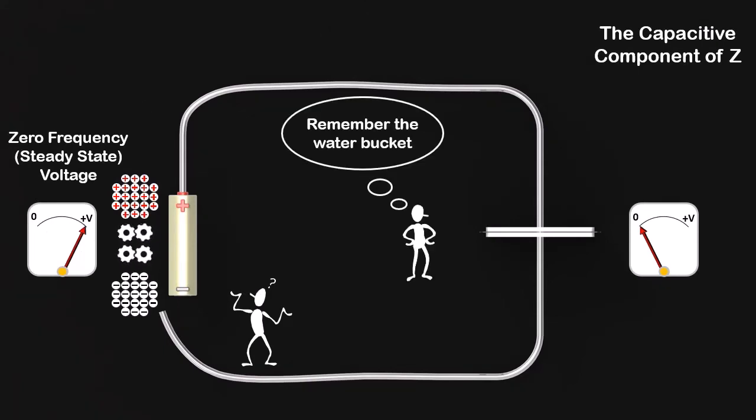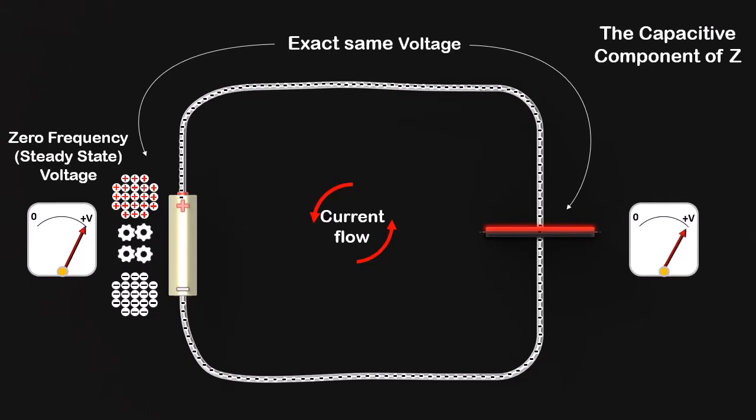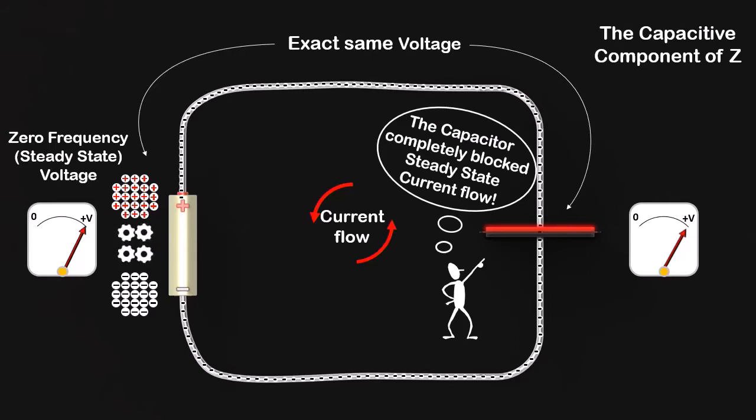Remember that the capacitor feels like the water bucket. As soon as we connect the wire to the battery, current flows and our capacitor begins to charge. Once enough current has flowed to charge the capacitor to the exact same voltage as the voltage on the battery, no more current flows. We could say that the capacitor has completely blocked steady-state current flow.